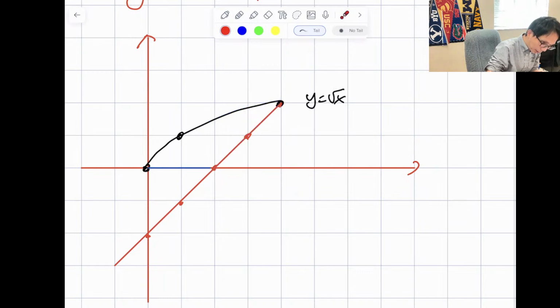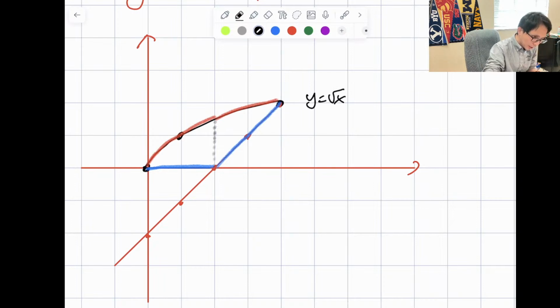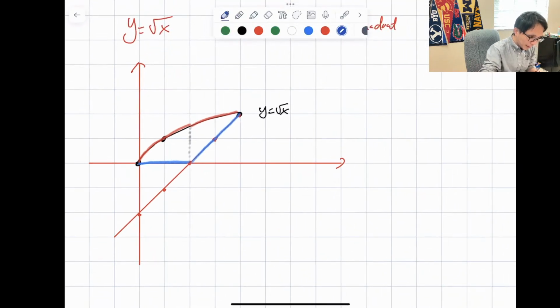So this part here, I'm going to say this is the top, and this is the bottom. And here this is the top, and this is the bottom. So they are 2 different things. So we're going to cut it in half. Therefore, how do we find this intersection?